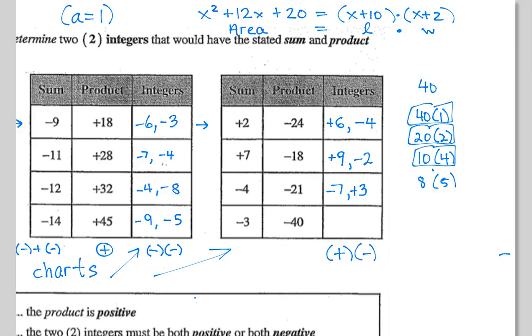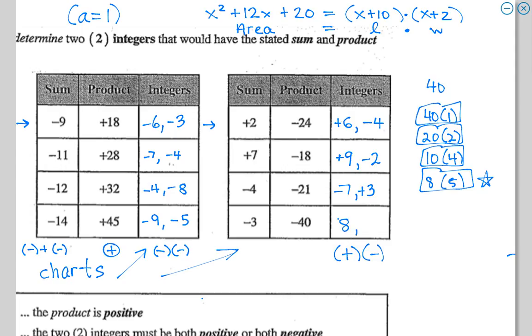Now, which one of those options could you get to -3 by adding and subtracting? Yeah, it's got to be this one. They have a separation of 3. So it's 8 and 5. And then which one's going to be negative? The bigger one.